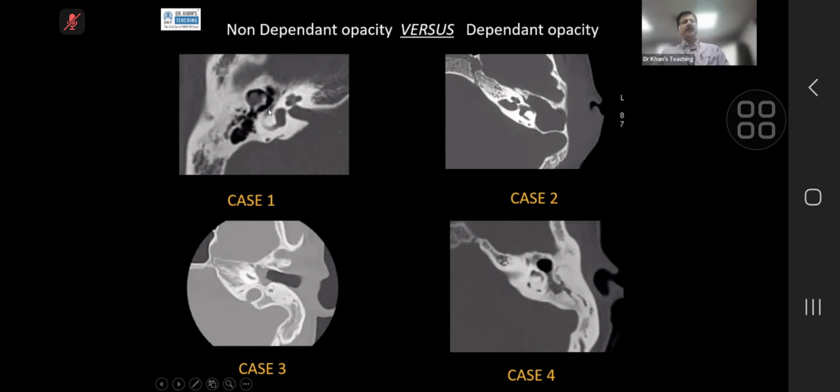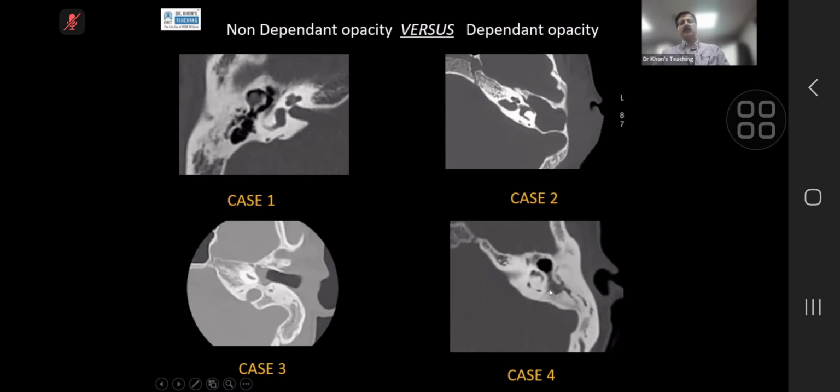If you see here, it's vice versa actually. The dependent portion is this one, right? This is non-dependent, and this is classical. This is the Prussak space. We are at the level of the epitympanum. This is the head of the malleus, and this is the incus. And this thing is eroding it. This is a classical pars flaccida cholesteatoma, exam cholesteatoma on an axial slice.